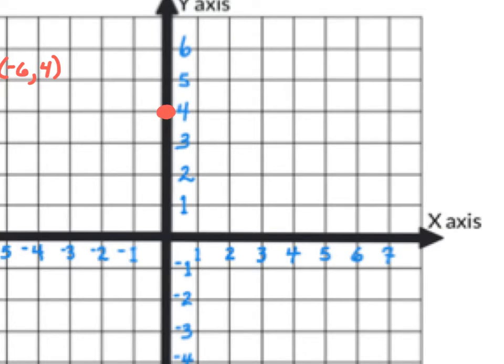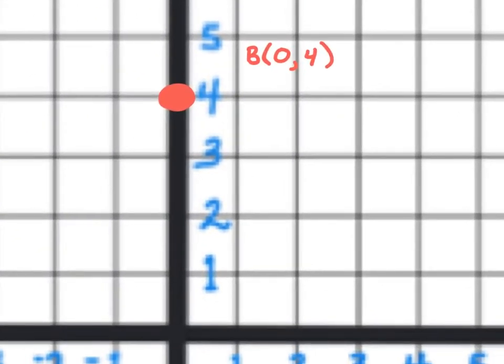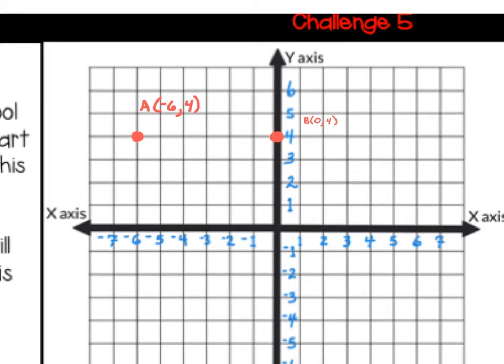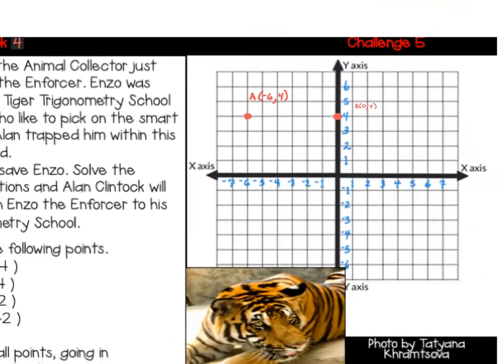And this is going to be point B. So I'm going to label this B. And it was at 0, 4. And that goes in parentheses. And this right here is what B should look like. It should be up 4 on this line right here. Superb, my friends. Let's move on and see what we're going to do next.